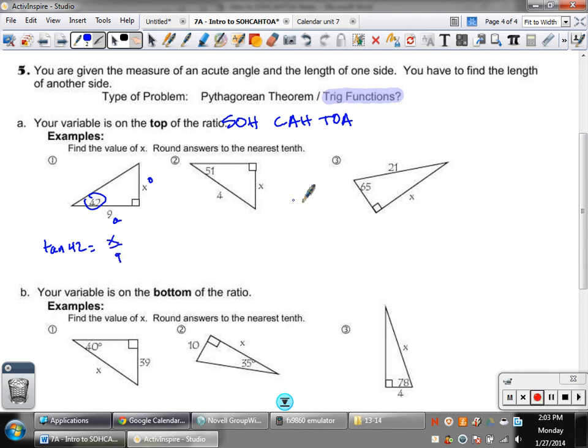Here we have this angle. This is opposite and hypotenuse, so this is sine. The sine of 51 equals x over 4.